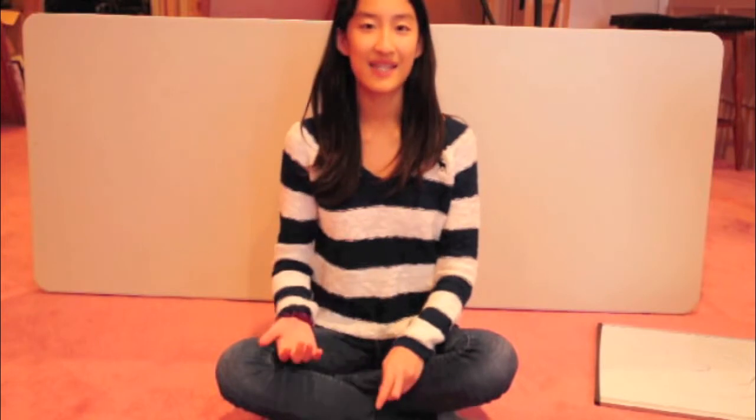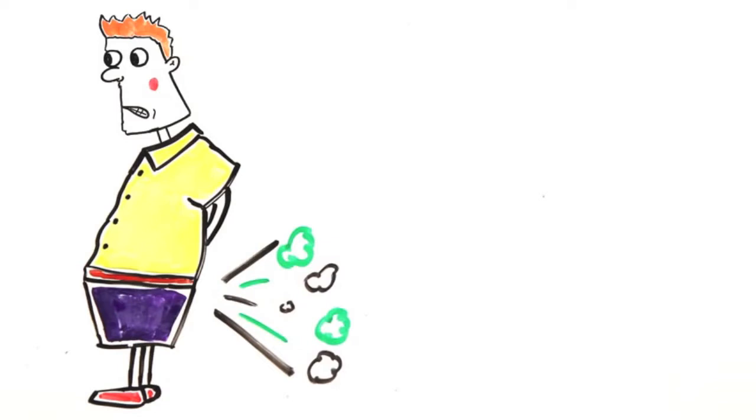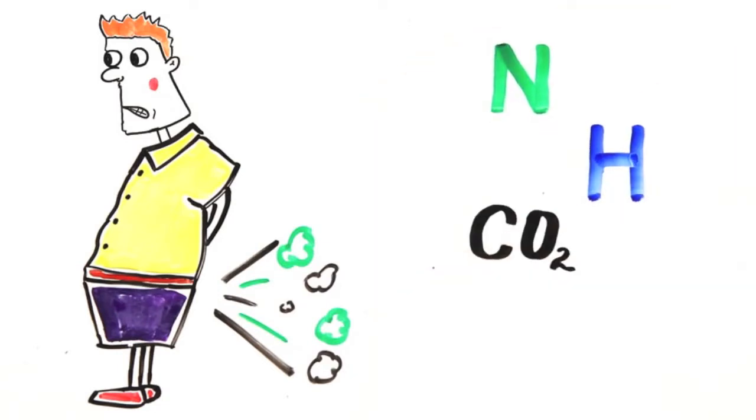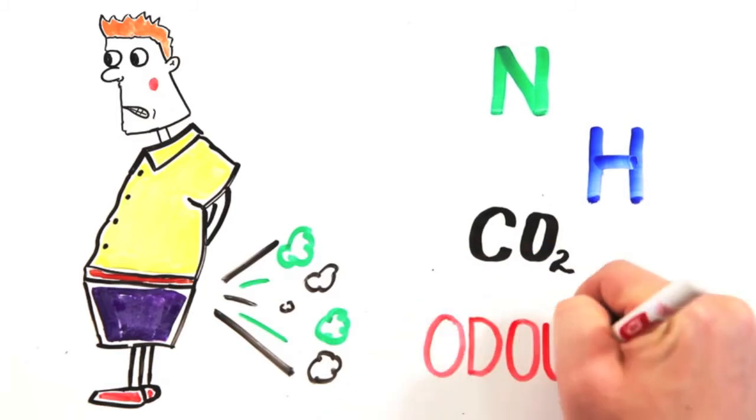Either way, farts come from the air we swallow, gas that seeps into our intestines from our blood, as well as gas produced by chemical reactions that happen in our intestines, as well as bacteria that resides there. Farts are mostly formed of nitrogen as well as some carbon dioxide and hydrogen. However, these gases are odorless.